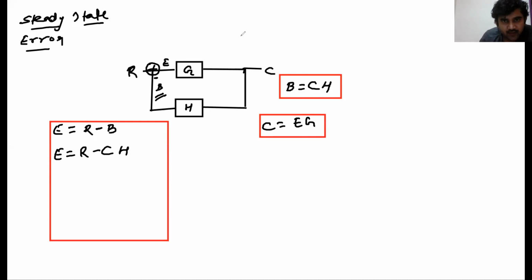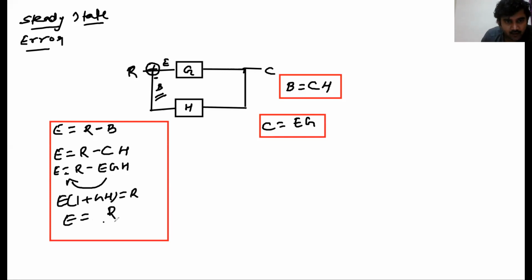So now we will put these values here. E equals R minus C, which is equal to E into G into H. Take this term here, E common: 1 plus GH times E equals R. So the error comes out to be R by 1 plus GH. This is your error. Now we have to calculate it at steady state, at t tends to infinity.